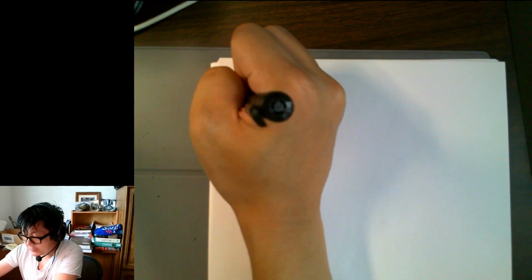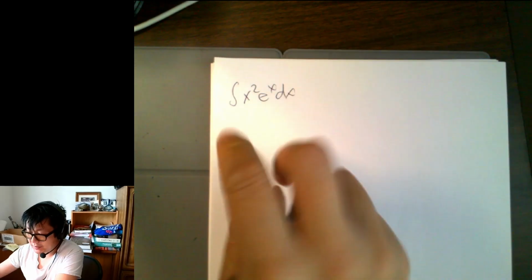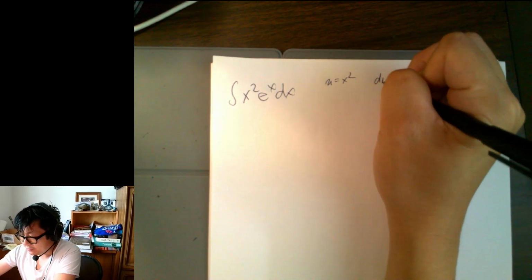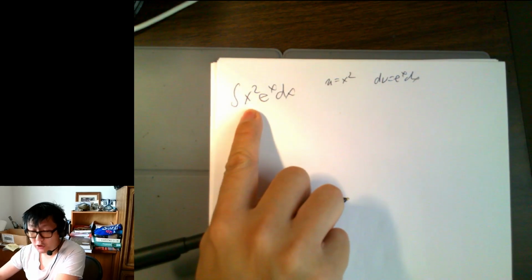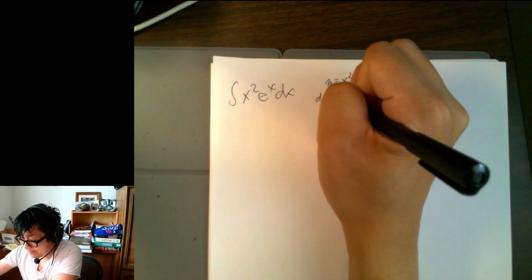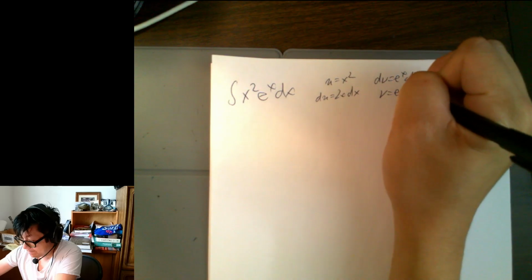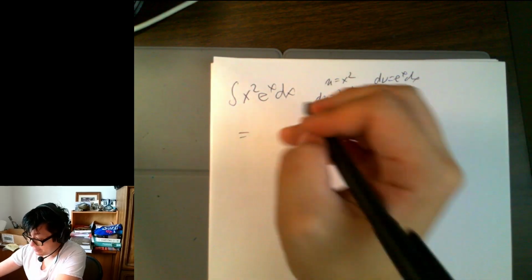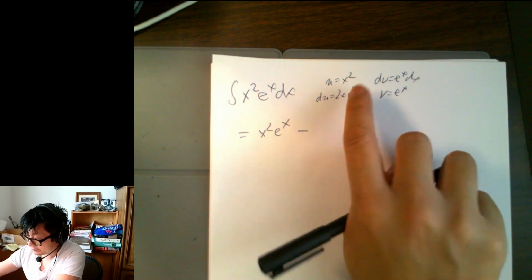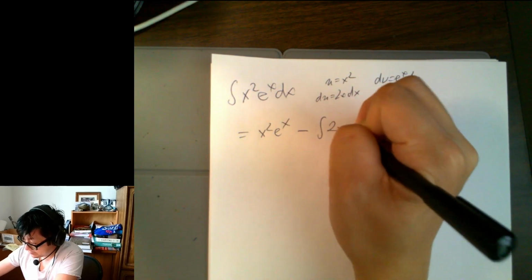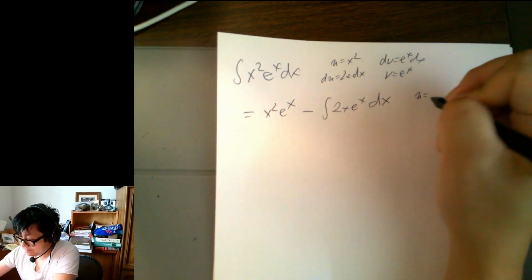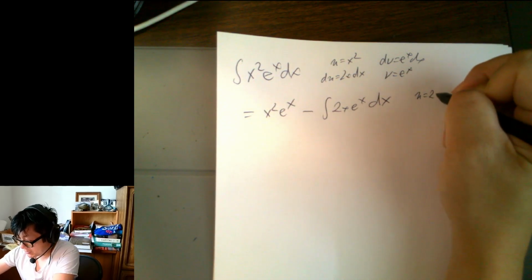If I had x squared e to the x dx, and I do u equals x squared and dv is equal to e to the x dx, I'm going to end up needing to do integration by parts twice. I'm going to go through it. So it's u times v minus the integral of v du. So again, my u is going to be the x part. I can go ahead and make it 2x. It's fine.